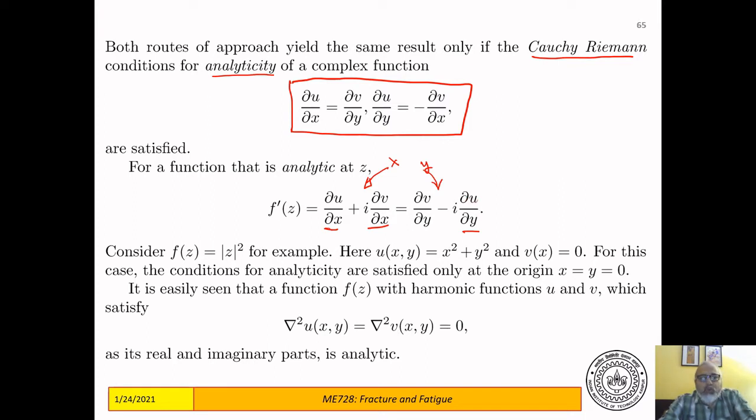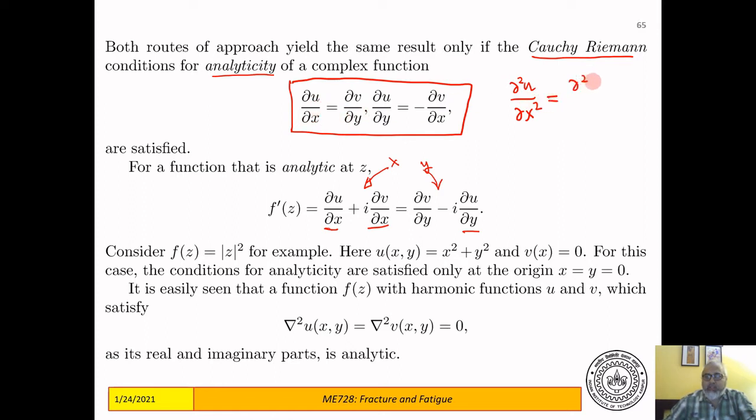Now, there's one more thing that you probably already know, but we will talk about it anyway. So from these two equations, what we can also see is that, let us write ∂²u/∂x². So take derivatives with respect to x once more.